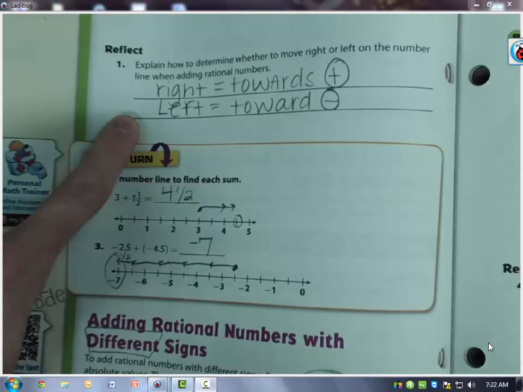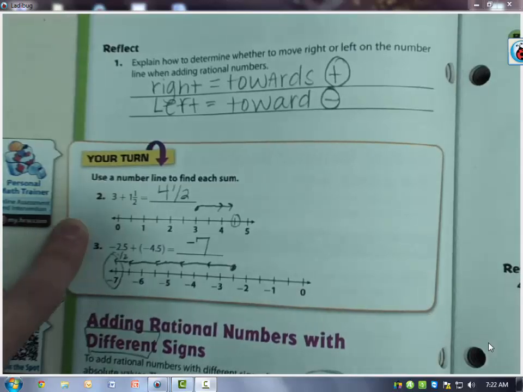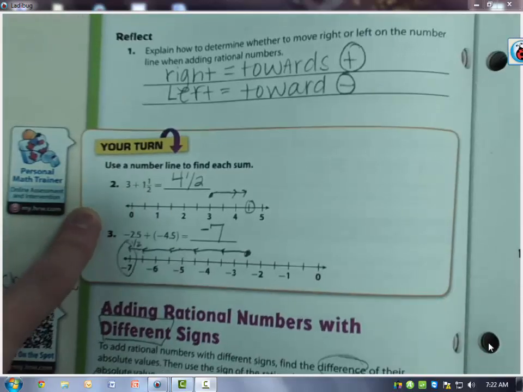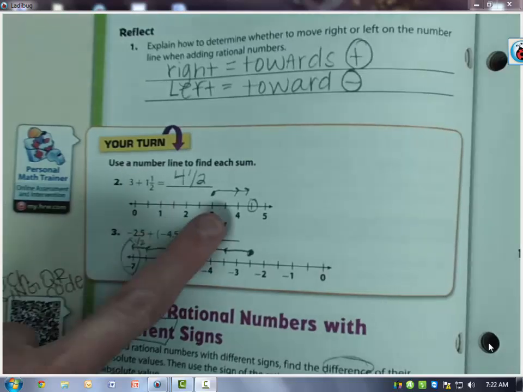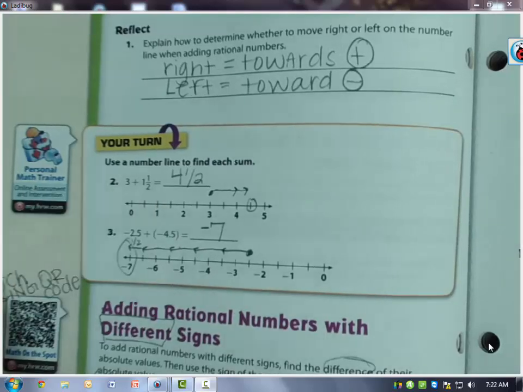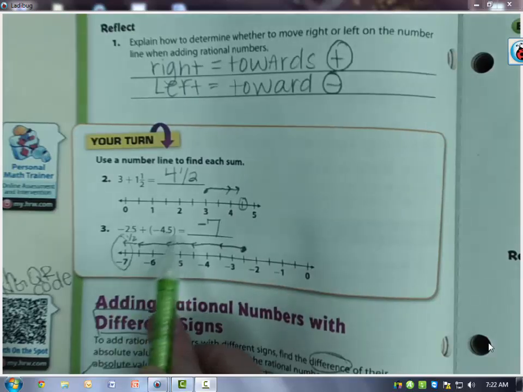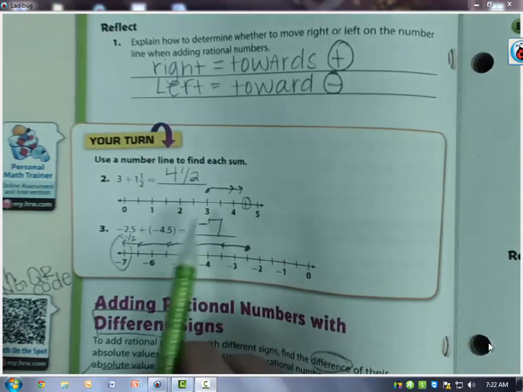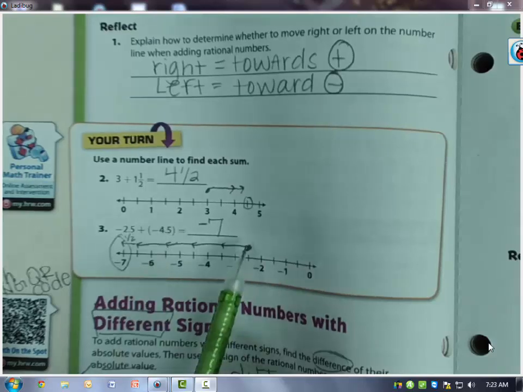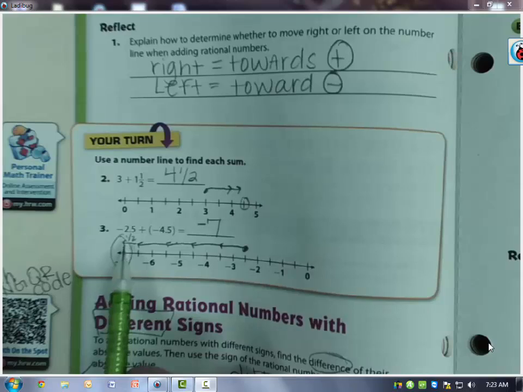So you should have gotten 4.5 for number 2, because we started at 3 and we went over to the right, because plus means positive and plus means we're adding. So we're going over to the right. For the next one, we have 2 negatives, right? Adding like signs, we're moving on the number line to the negative. So I started at negative 2.5, sorry, and we moved over negative 4.5 and landed on negative 7. So if we have like signs with negatives, we're going to end up with a negative, because we're moving towards the negatives on the number line.